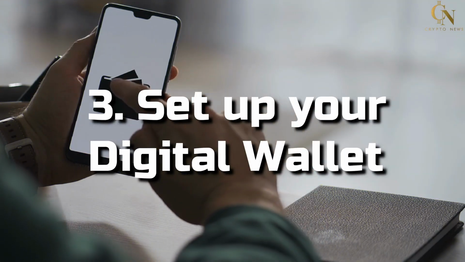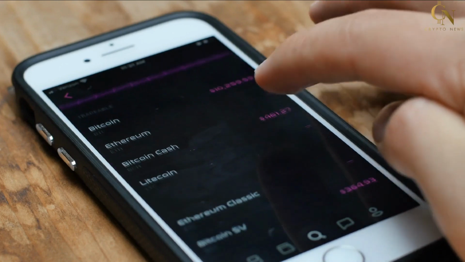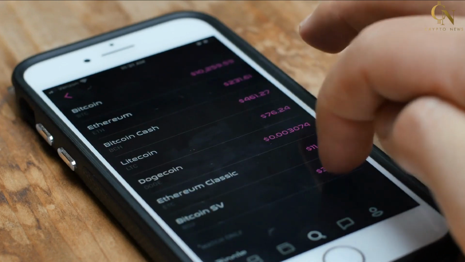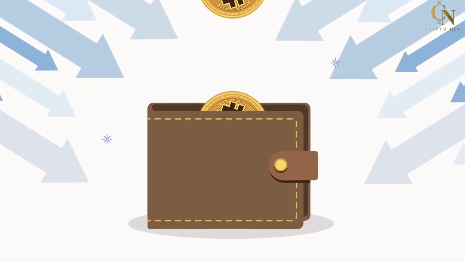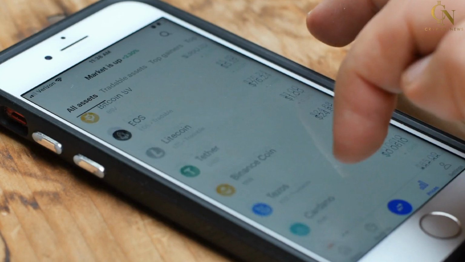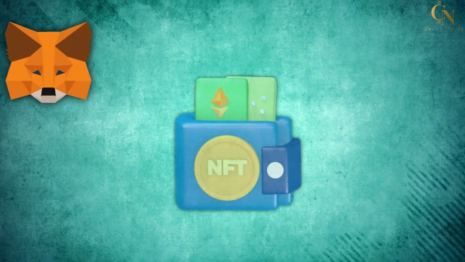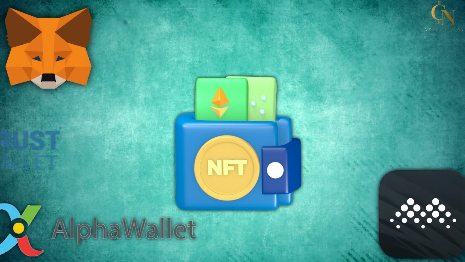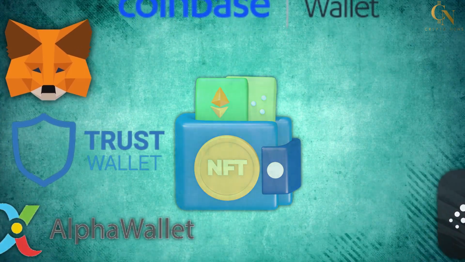3. Set up your digital wallet. In the event that you do not already own a digital wallet, you will need to acquire one in order to construct your NFT. This is because you will be required to fund your initial investment with Bitcoin. The wallet will provide you access to your digital assets so that you may manage them. MetaMask, Math Wallet, Alpha Wallet, Trust Wallet, and Coinbase Wallet are some of the best NFT wallets currently available.